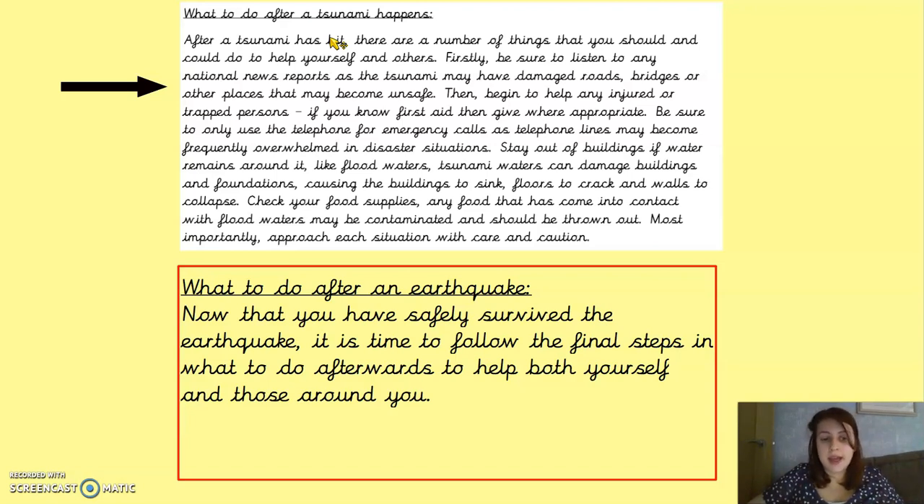Again, like I've said previously, maybe pick out the key information, the key bits that you think are important if you're finding that it's a little bit too long. Again, my first sentence links to my previous paragraphs. So now that you've safely survived the earthquake, it's time to follow the final steps in what to do afterwards to help both yourself and those around you, okay? Because after the natural disaster, it's all about chipping in, making sure everyone's safe, trying to make sure everything's structurally sound and things like that. So it's all about chipping in and helping others and helping, obviously, yourself to be safe. But again, I've started off my paragraph linking it to the one before, that acknowledges that an earthquake obviously has to have happened for you to be reading this paragraph. Okay, so final 5 or 10 minutes to have a go at this one.